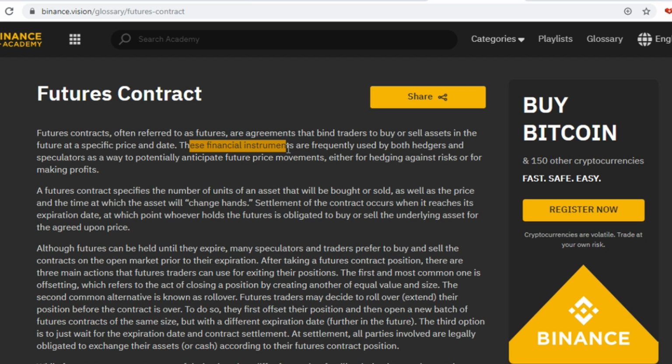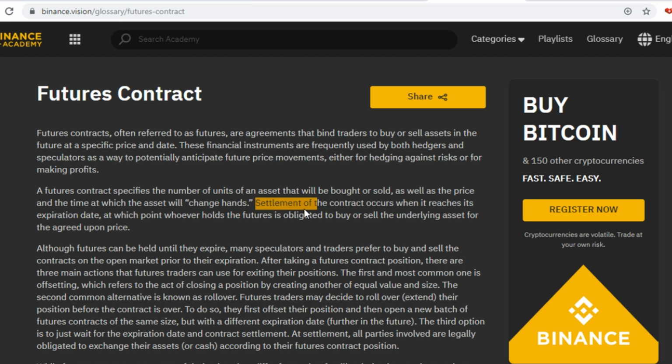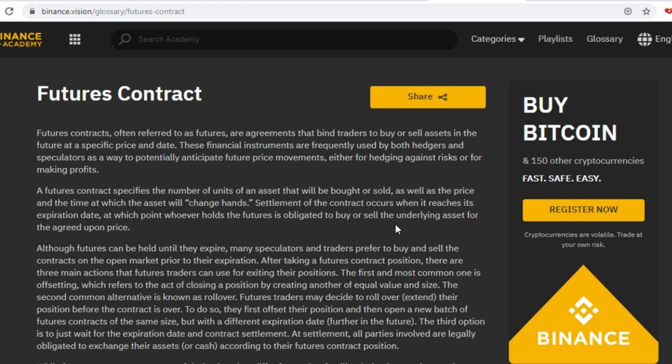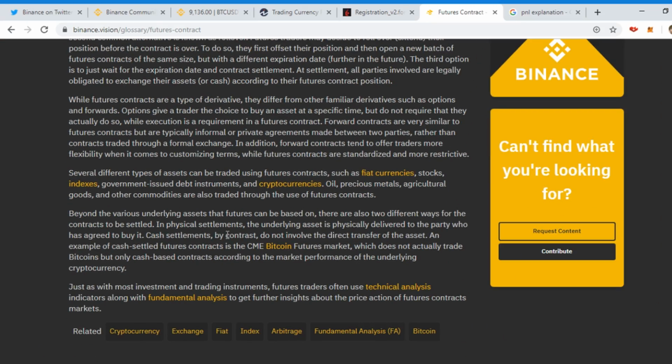These financial instruments are frequently used by both hedgers and speculators as a way to anticipate future price movements, either for hedging against risks or for making profits. A futures contract specifies the number of units of an asset that will be bought or sold, as well as the price and the time at which the asset will change hands. Settlement of the contract occurs when it reaches its expiration date, at which point whoever holds the futures is obligated to buy or sell the underlying asset for the agreed upon price. And then it goes into a lot more detail that you guys can go ahead and read.